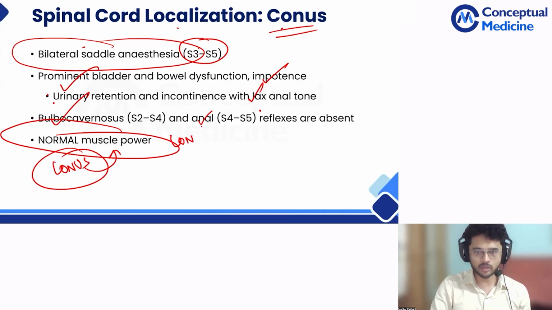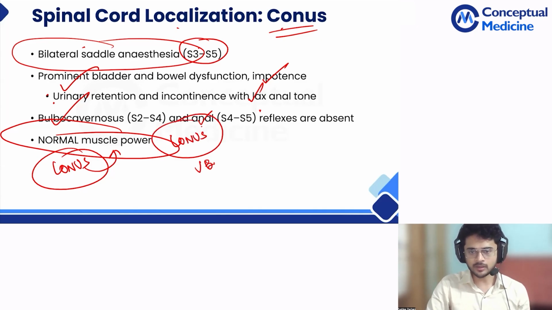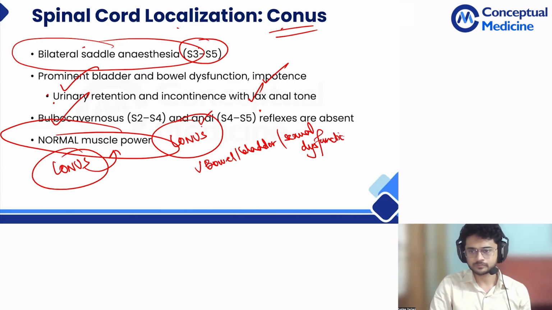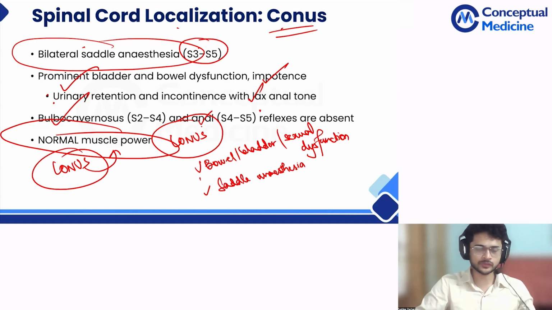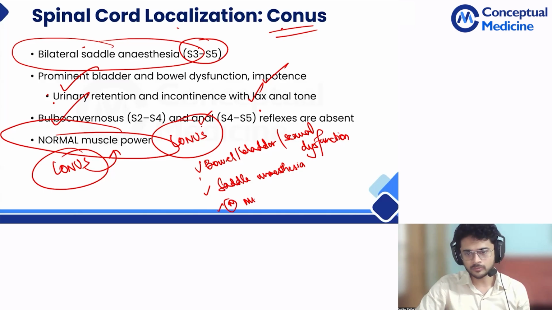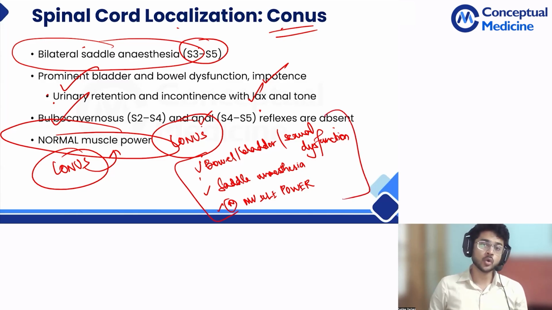So whenever you have a lesion of the conus, you're going to mainly think of bowel, bladder, and sexual dysfunction. Number two, you're going to be thinking of saddle anesthesia. So saddle basically means the part of our body that is seated on the saddle when we ride a horse. So it's basically the perineal region. So saddle anesthesia. And very, very important, normal muscle power. Okay. So these are all features of a conus medullaris lesion.